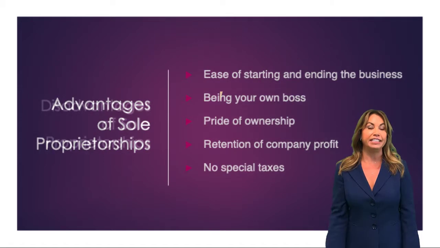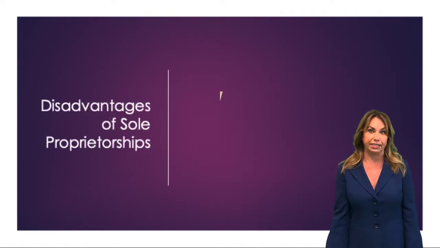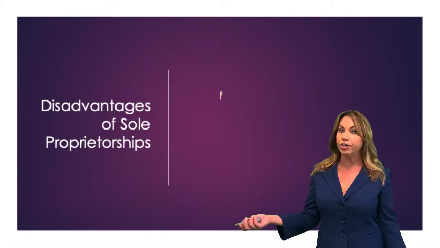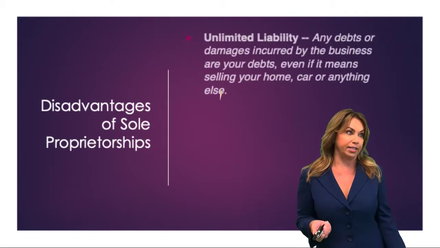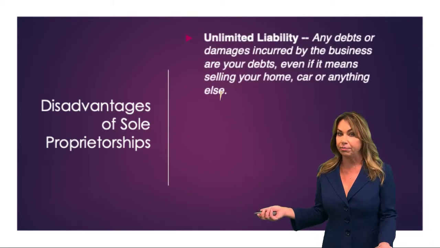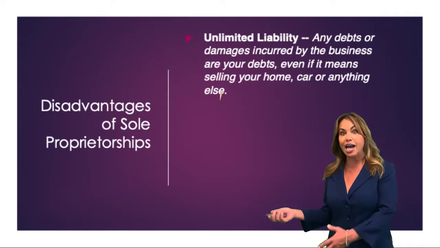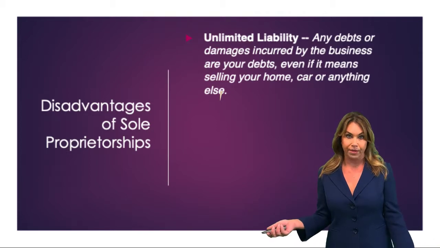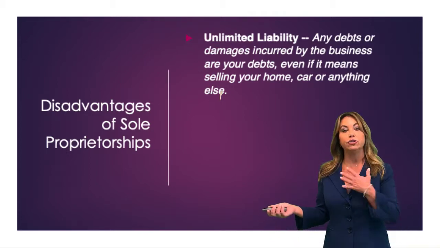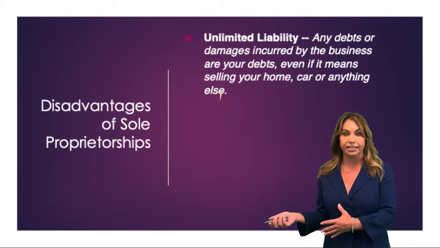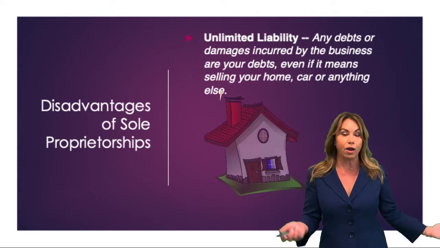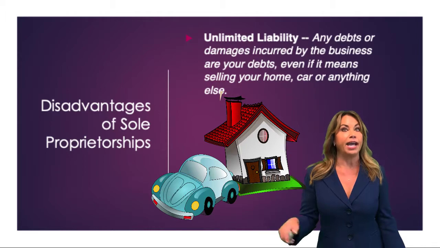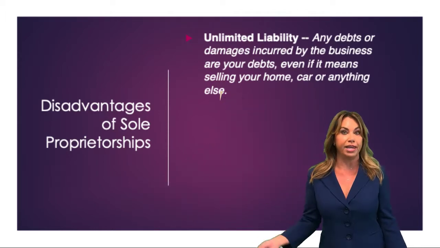But what are some of the disadvantages of this form of business? Well, first and foremost, as a sole proprietor, I have unlimited liability. Meaning, with my window washing business, if it gets big and I hire employees, let's say one of my employees falls off a ladder and breaks their arm. Well, that person can sue me, not just the business, for everything that I own, including my home, my car, or any other asset.